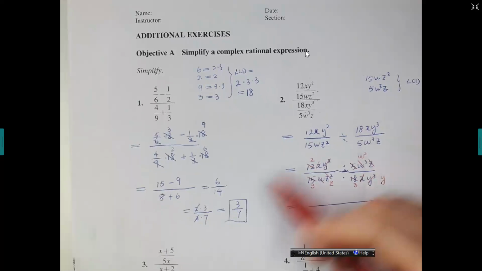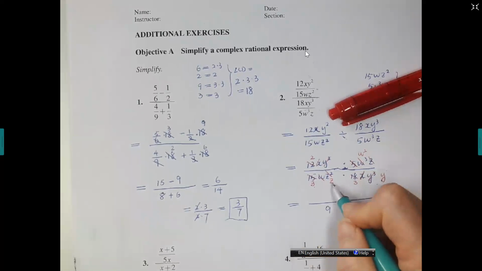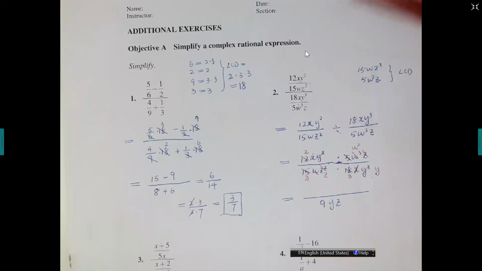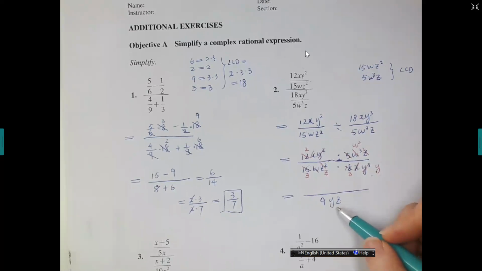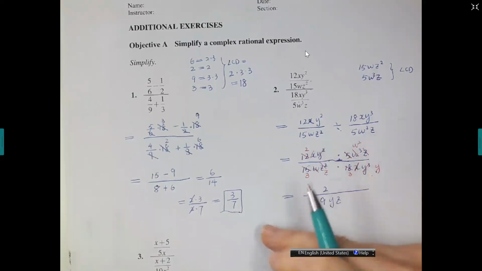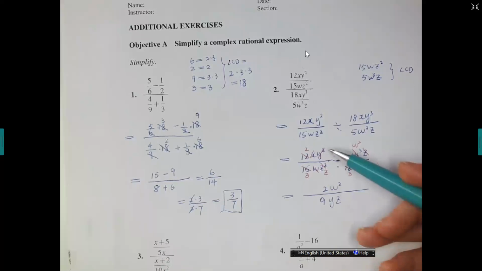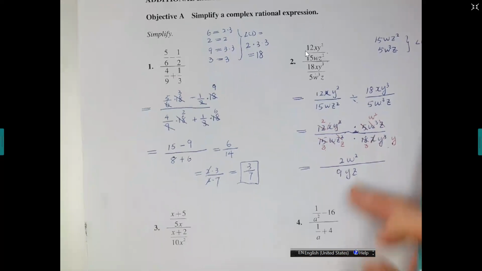So having this down here, finally, we put the final answer down. 3 times 3, that's 9. We have z times y, following the alphabetic order, which is yz. On the top, we have 2 left, and then we have w squared. X is canceled out. This is the final answer.